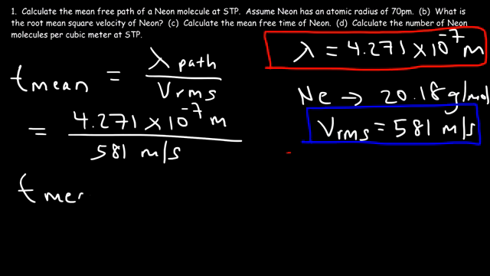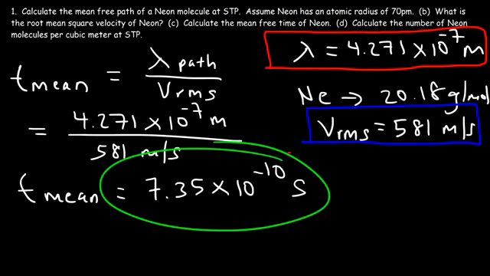And so the mean free time in this example is 7.35 times 10 to the minus 10 seconds. And so that's the answer.